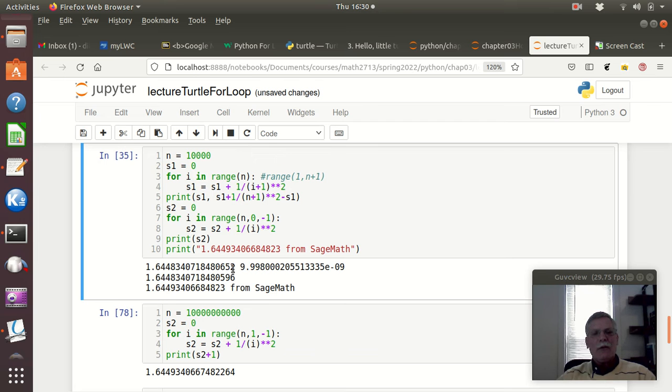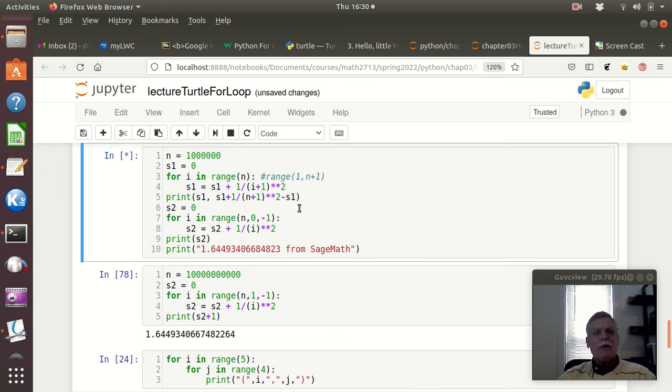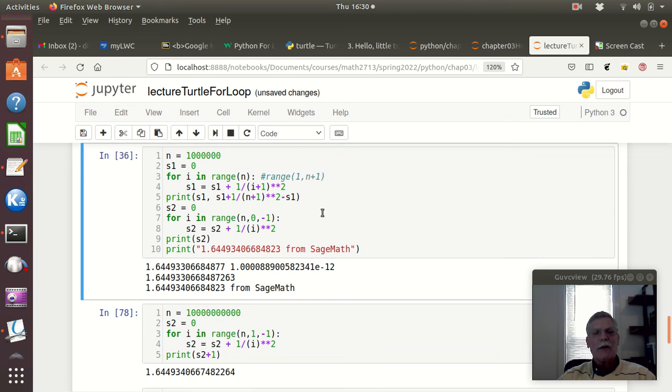Okay, again, you see that they're different, but they're both getting much closer. They would both round to 1.645, which would be correct. Now, this decimal place isn't right. Well, let me add a couple more zeros to make it 1,000,000, and it takes a little longer to run, but it's not too bad.